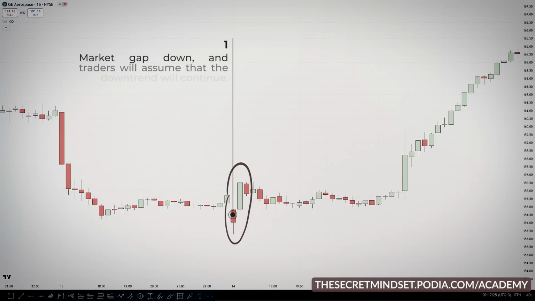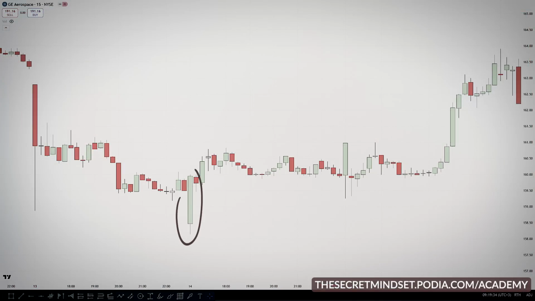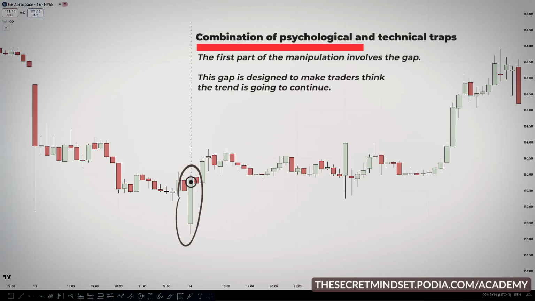Kicker patterns prey on traders' emotions. In a bullish kicker, the market may gap down, and traders will assume that the downtrend will continue. But when the price suddenly reverses and moves upward, traders get confused and start to panic. This panic leads many traders to exit their positions at a loss or reverse their trades, which plays into the hands of big players. The manipulation process in kicker patterns works because of a combination of psychological and technical traps.